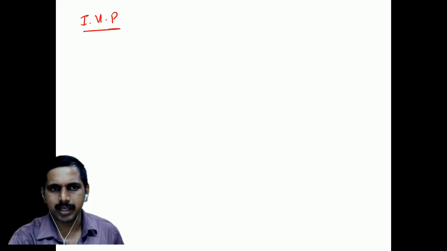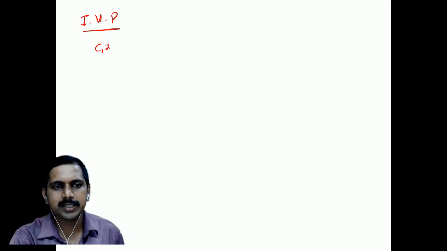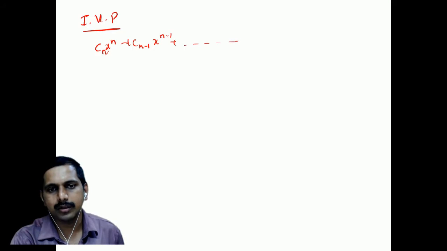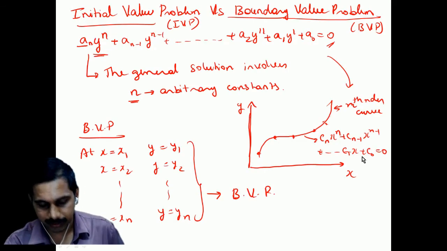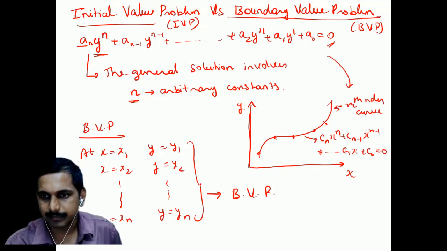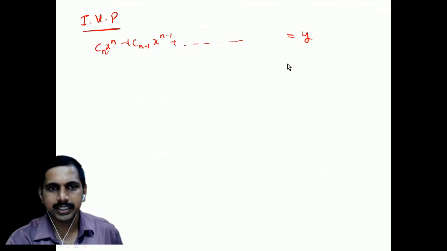Initial value problem, same thing. Solution is coming as cn x power n plus cn minus 1 x power n minus 1 plus so on. That value is y. I said 0 here, I'm sorry. It's not 0, it is y. The value of y is that. Correct, that is the solution. So it is equal to y.